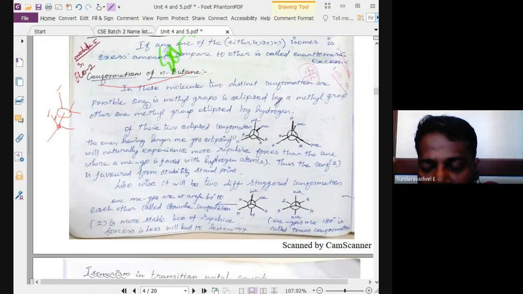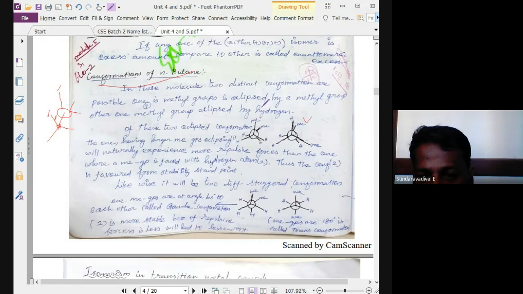So look at it here. This is the first one, and this is the second one. This is for the eclipsed conformation, and the staggered conformation we will explain later. First we can complete the eclipsed conformation. So think about it, this is one, and this is two.